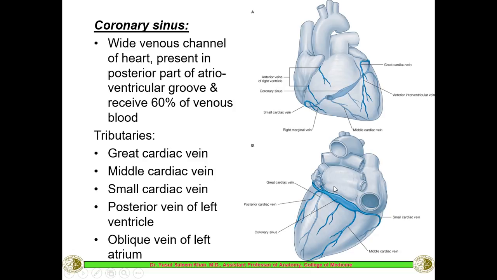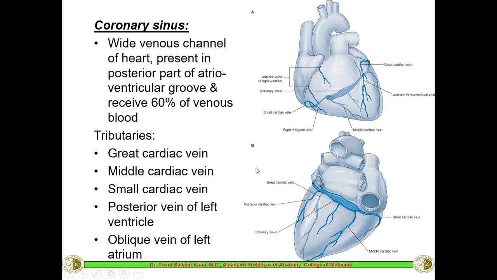So it is present in the atrioventricular groove. This is the right atrium, this is the left atrium, and this is the ventricle, especially the left ventricle. Between the atrium and ventricle, in the atrioventricular groove, this coronary sinus is present and receives almost 60% of the venous blood.